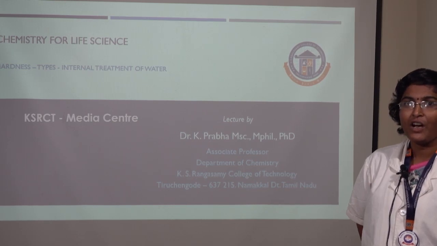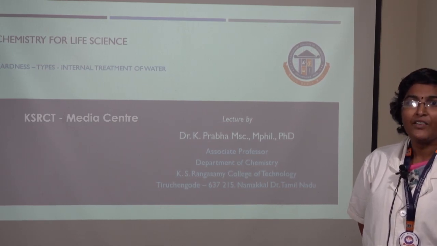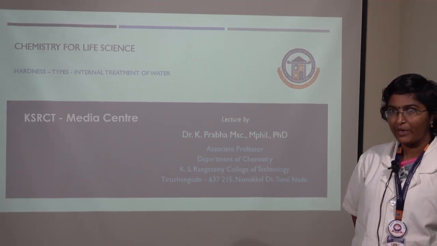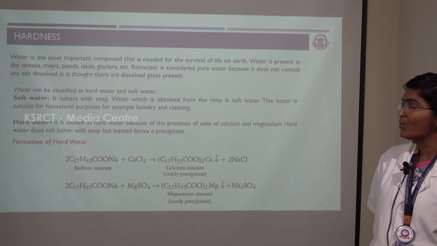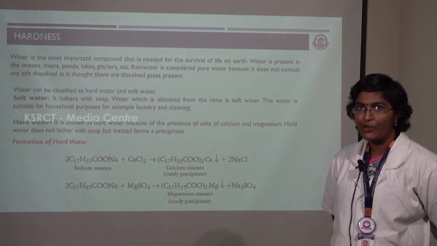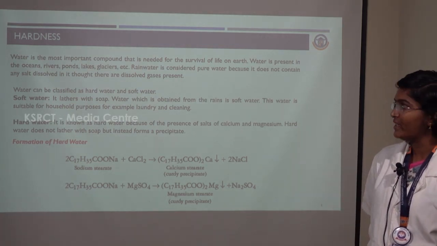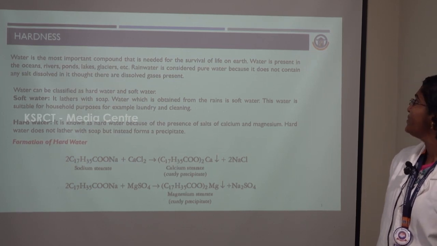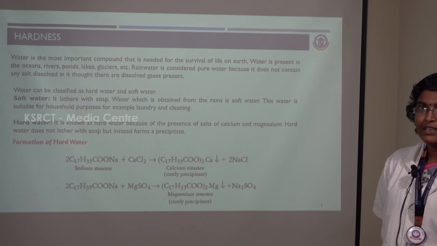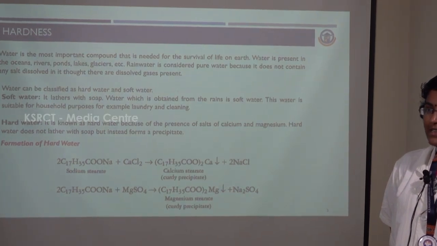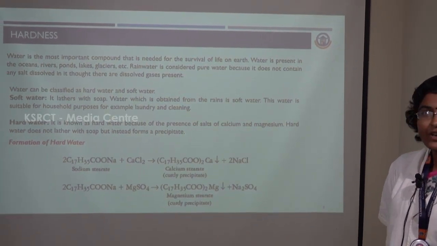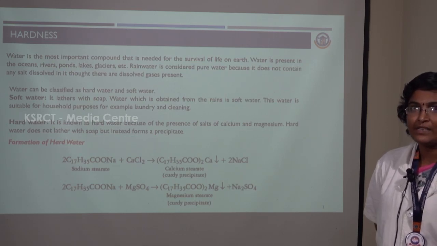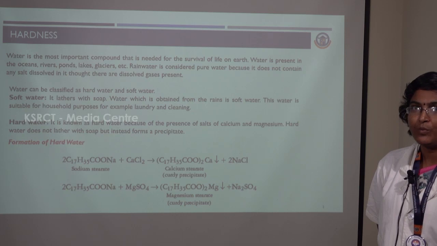First of all, do you know what water is? We all know water is a universal solvent and it is very important for human life. Water is the most important compound, essential for all human beings, and is found in oceans, rivers, ponds, lakes, glaciers. In the world, rainwater is considered the purest form of water. Nowadays, due to pollution and environmental degradation, the water gets polluted, so we have to remove that pollution.